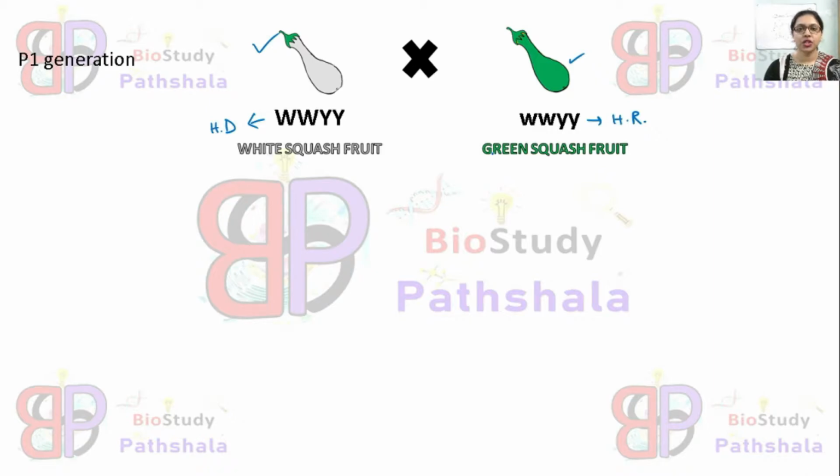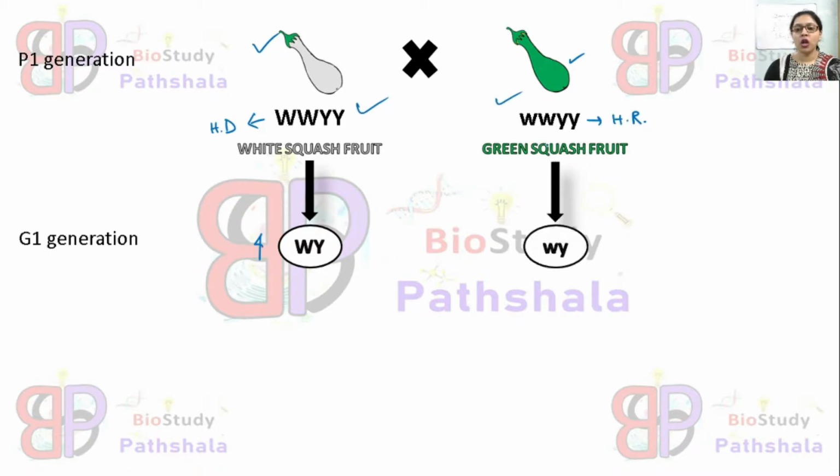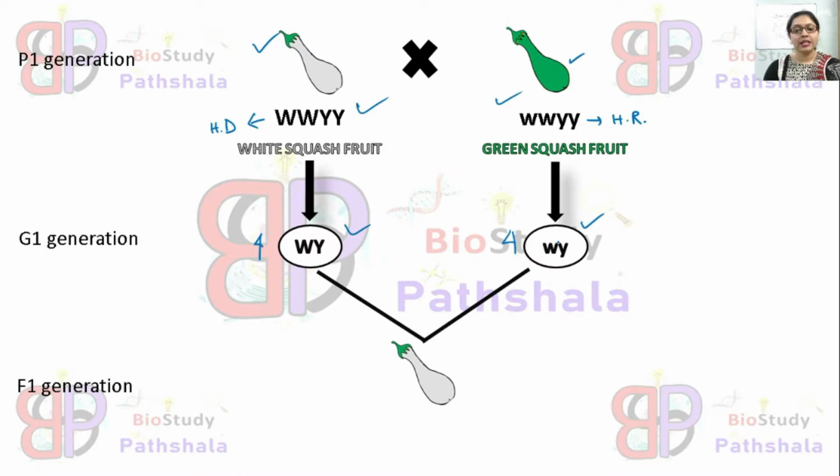In the gametic generation, these two individuals will produce gametes. The white squash fruit will produce capital W capital Y gametes, and obviously the number of gametes will be 4. The other individual will produce small w small y type of gametes, and the number of gametes again will be 4. In the F1 generation, these two gametes will fuse together to form F1 individuals, and the F1 individuals will be white in color, showing the genotype capital W small w, capital Y small y.